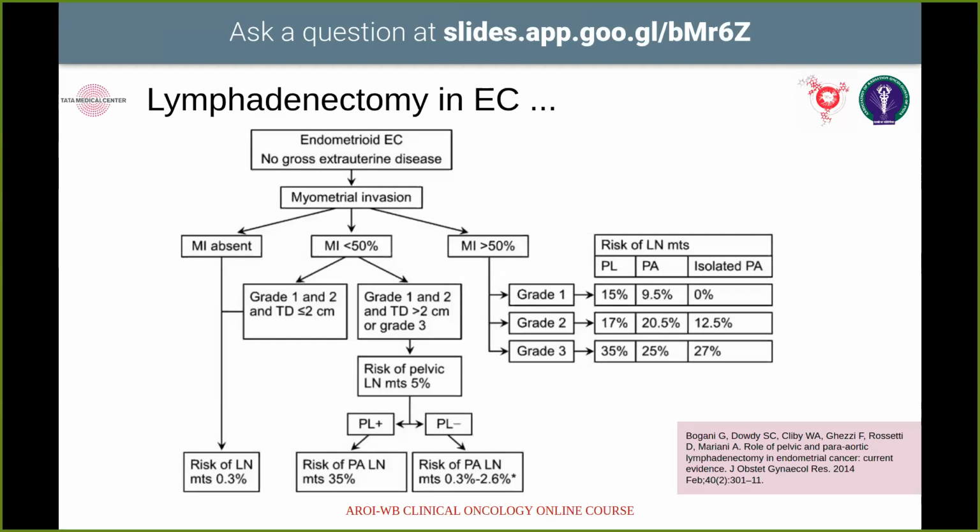Isolated paraaortic metastasis is quite uncommon unless and until you have a grade 3 tumor. And this is the situation where most oncologists would continue to recommend a paraaortic lymphadenectomy, though the outcome improvement with the use of a paraaortic lymphadenectomy has not been proven in trials.